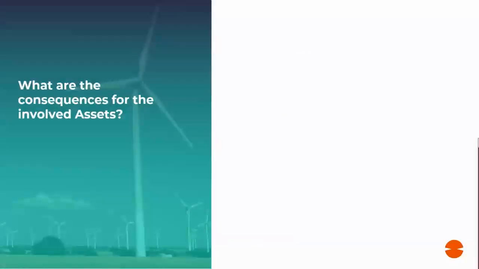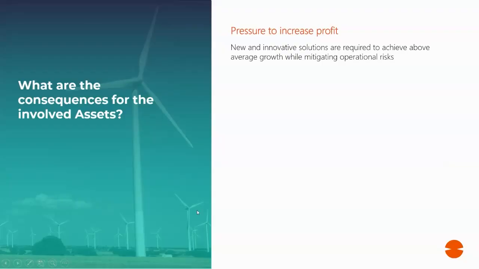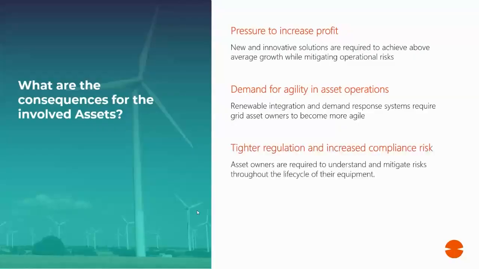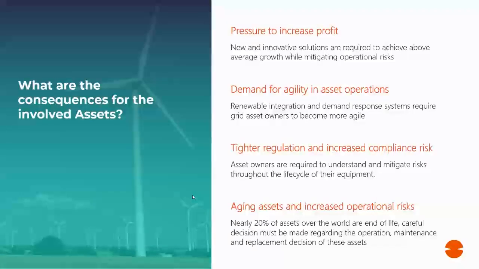This shift in balance is driving distribution and transmission owners in different ways. There's a pressure to increase the profits, but at the same time, due to the fluctuations in demand and supply, we see that asset owners need to be more agile in the maintenance and servicing of their assets. Also, there is much tighter regulation and an increased compliance risk that drives a lot of asset improvement processes. And the fact that our assets in the distribution and transmission networks are aging is not helping a lot.